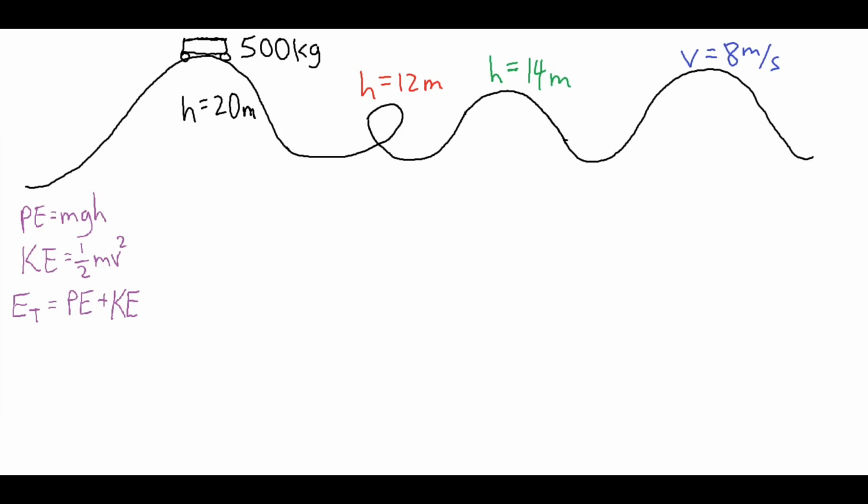All right, with that being said, if we take a look at our first hill here, we have a height, so we could use our first formula to find the potential energy. We're going to take the mass of 500 kilograms, our constant g of 9.8, and our height of 20. If we find the product of those three, we get our potential energy pretty easily. Toss it in our calculator, and we get 98,000 joules.